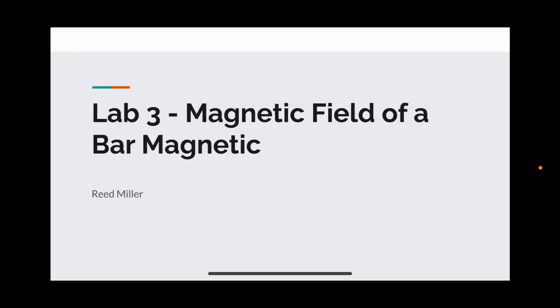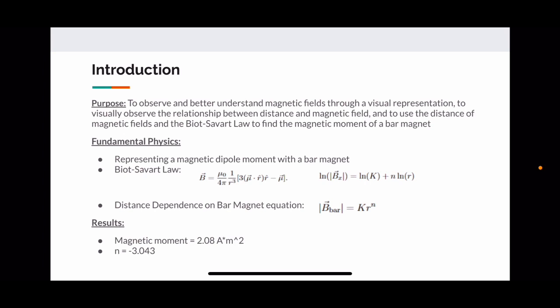Hello, I'm Reed Miller, and this is Lab 3, Magnetic Field of a Bar Magnet. The purpose of this lab is to observe and better understand magnetic fields through visual representation, to visually observe the relationship between distance and magnetic field, and to use the distance of magnetic fields and the Biot-Savart law to find the magnetic moment of a bar magnet.